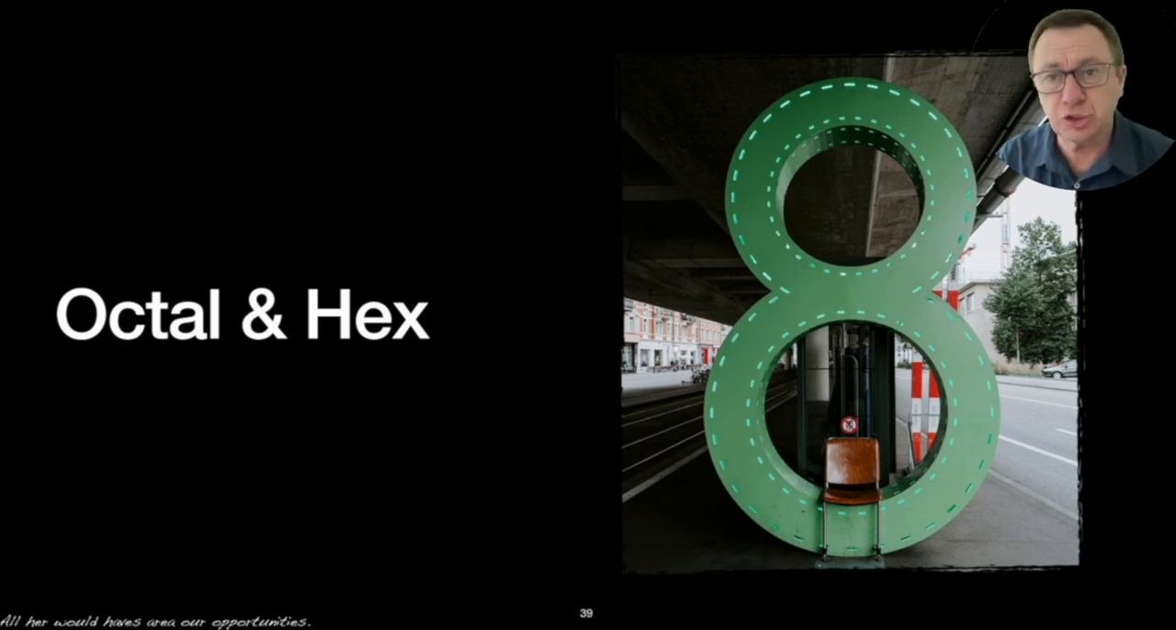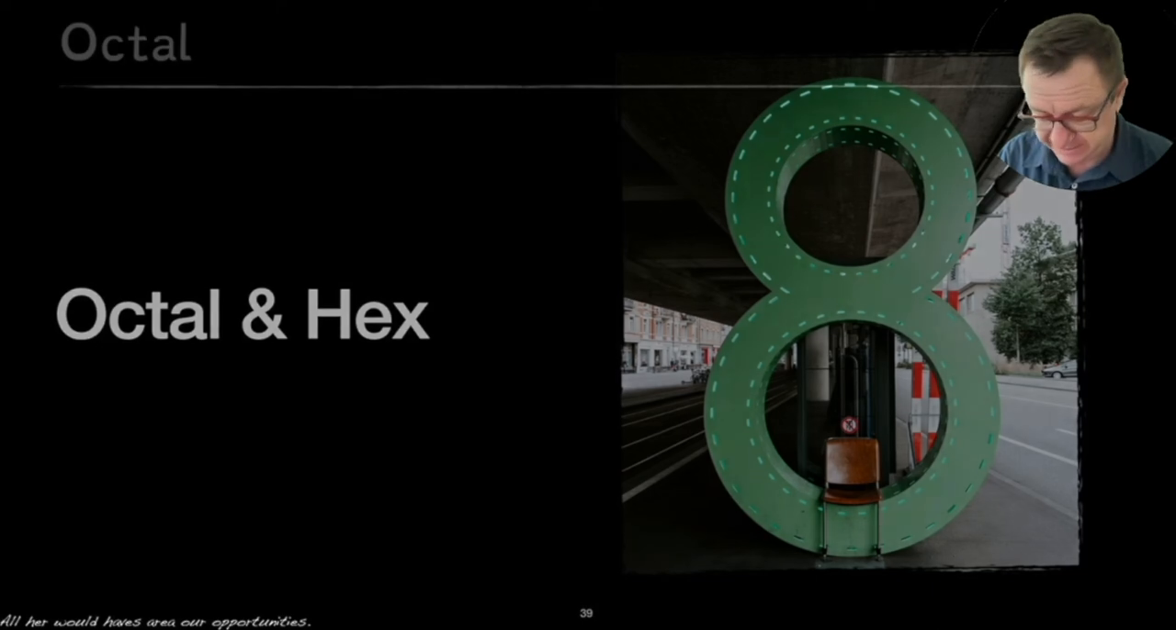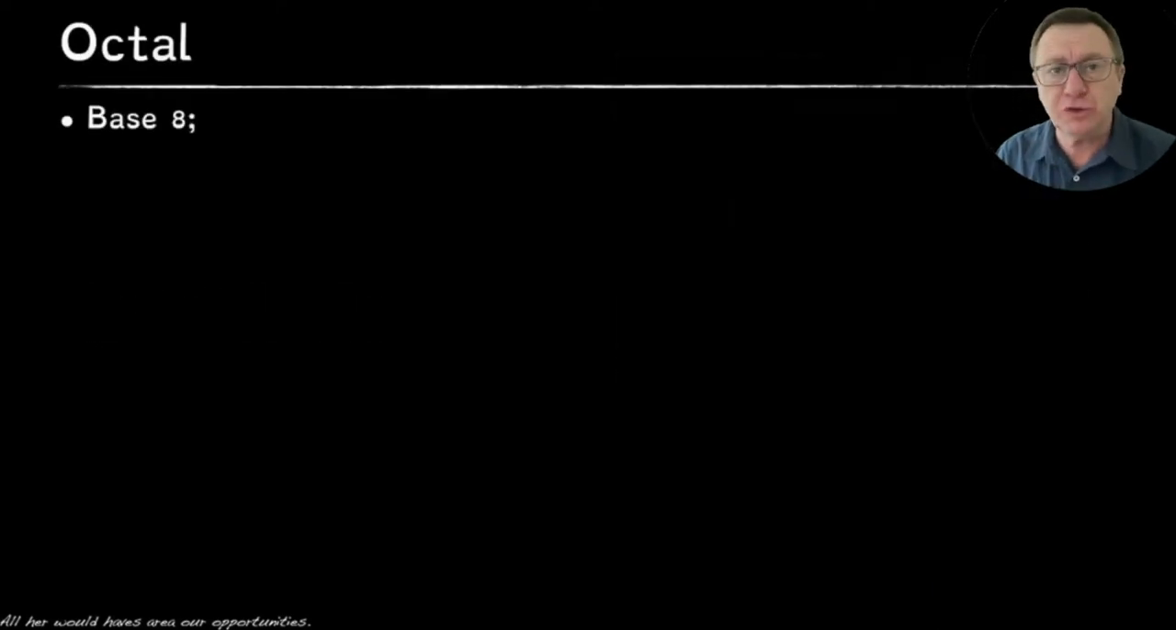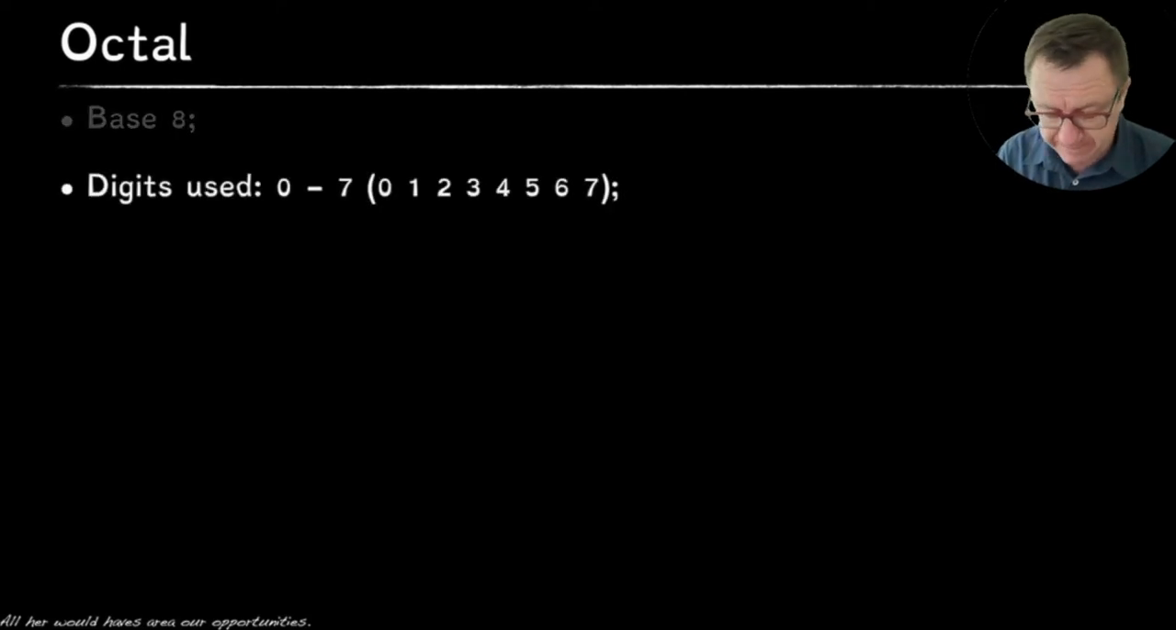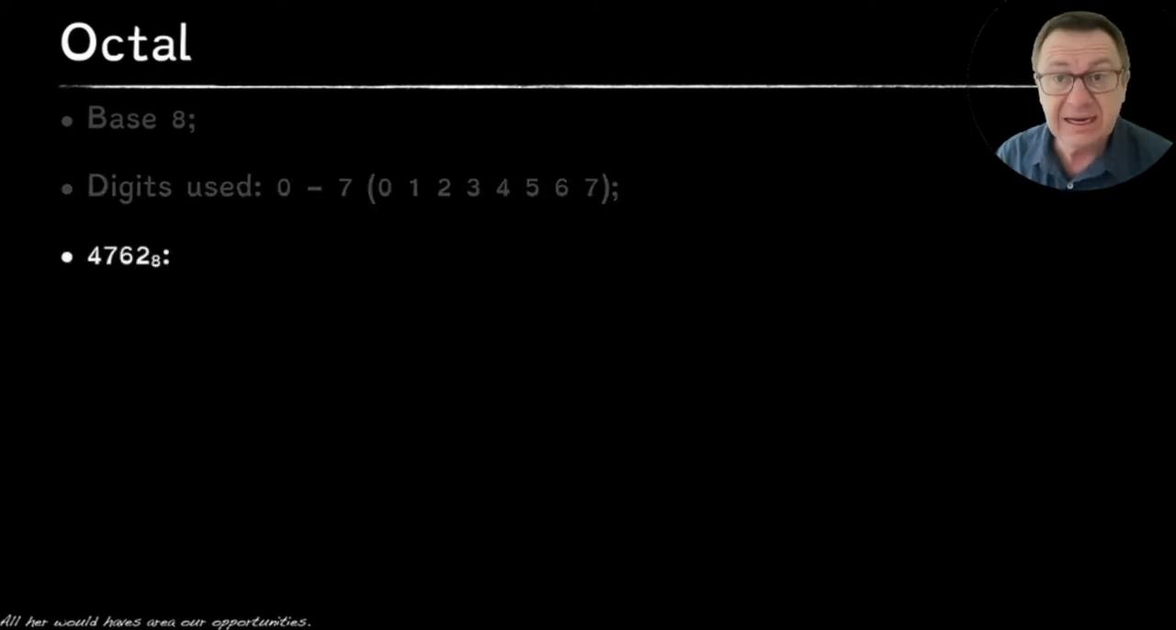Let's have a look at two other really important number systems, the octal and the hex number systems within computing. So octal is our base 8 number system. What does that mean? We're going to use the digits 0 through 7 when we represent octal numbers. Let's have a look. 4762 base 8.